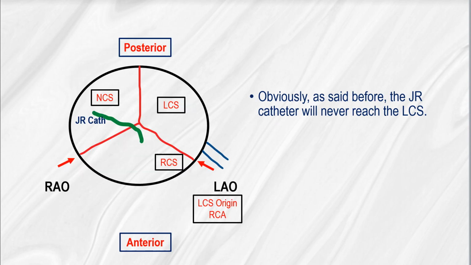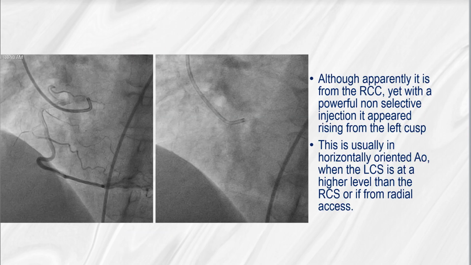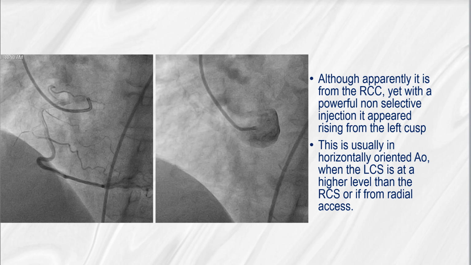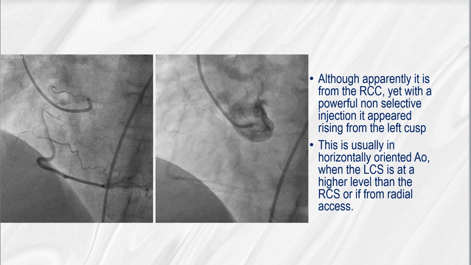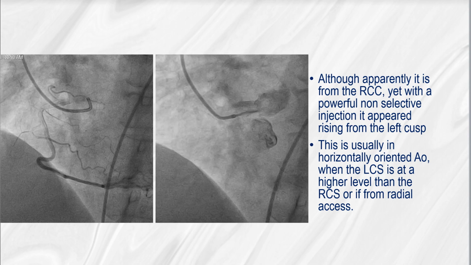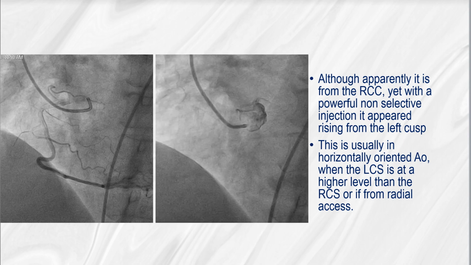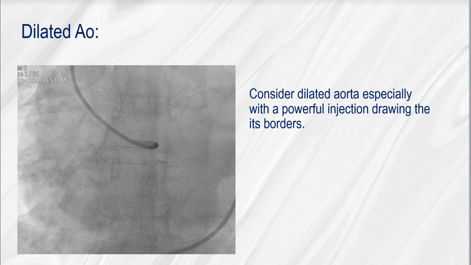Obviously, as said before, a Judkins right catheter will never reach the left coronary sinus. It may engage the anomalous origin only if it is in a horizontally oriented aorta when the left coronary sinus is at a higher level than the right, or from radial access. So a non-selective injection may be helpful.